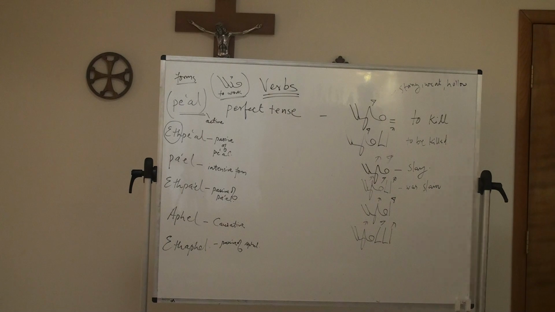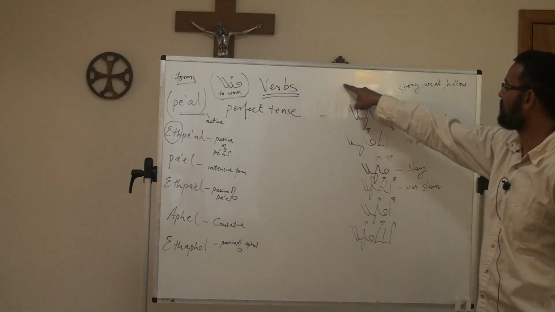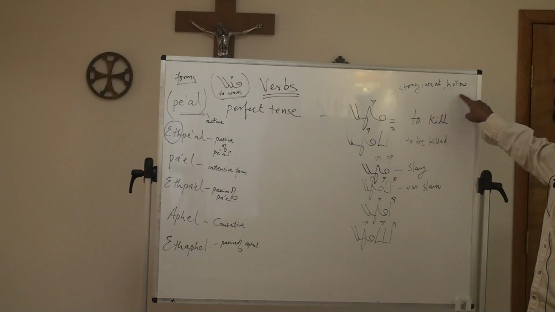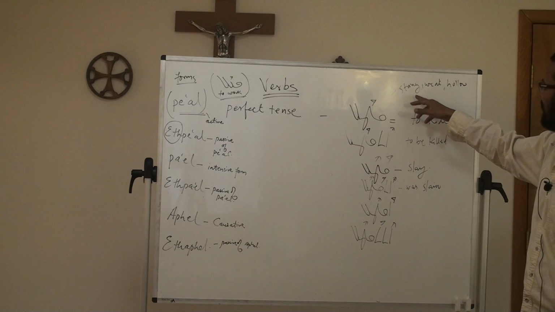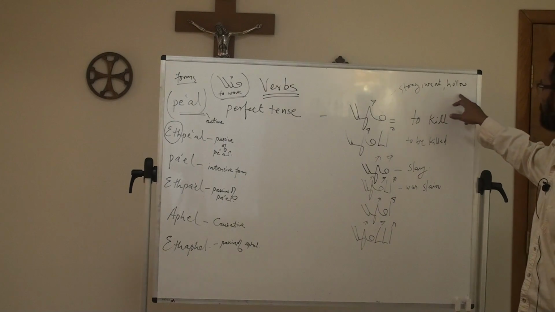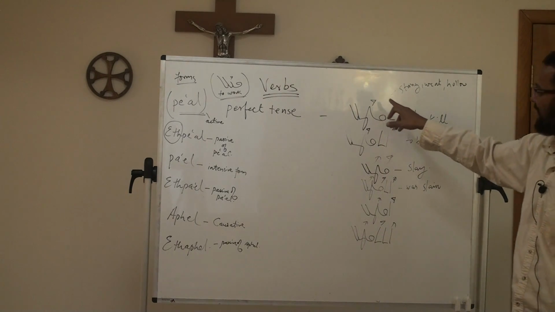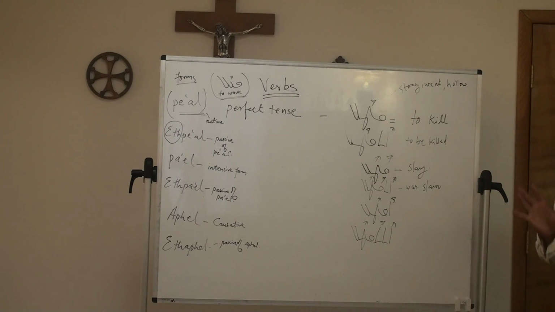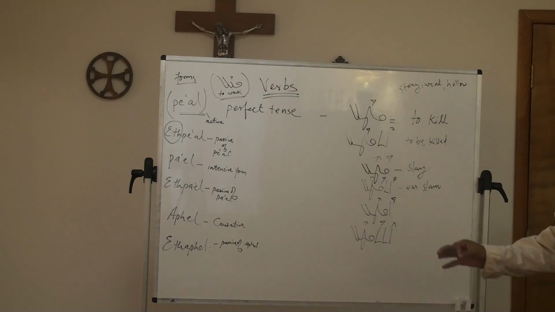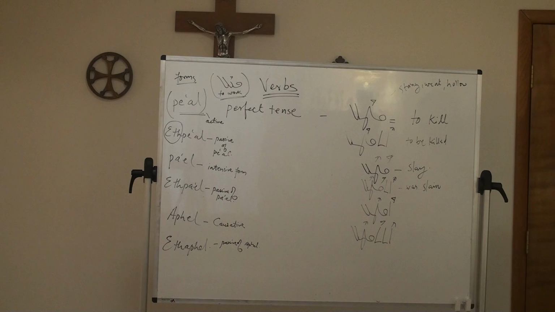So there are 6 forms. First of all, learn that these are the basic things: strong verbs, weak verbs, and hollow verbs. Let's leave this behind for a few days. Now we have the strong verbs, and these verbs have 6 forms: peyal, et peyal, pael, et pael, afel, et afel.